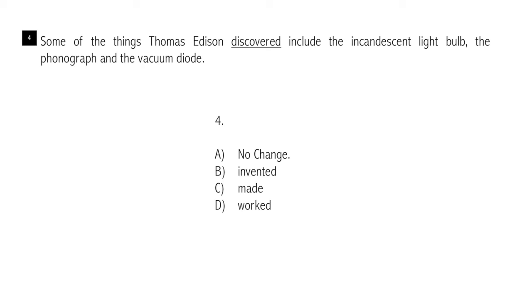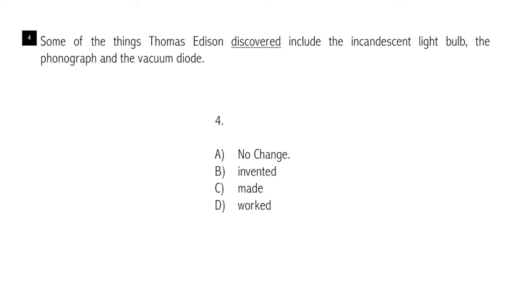And that is the difference between invention and discovery. Discovery is finding out about something that naturally occurs, realizing that this phenomenon exists, while inventing is engineering something altogether. So we're already seeing that invented is perhaps a better option. Some of the things that Thomas Edison made included the incandescent light bulb.